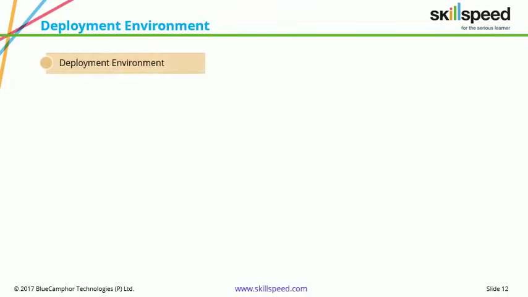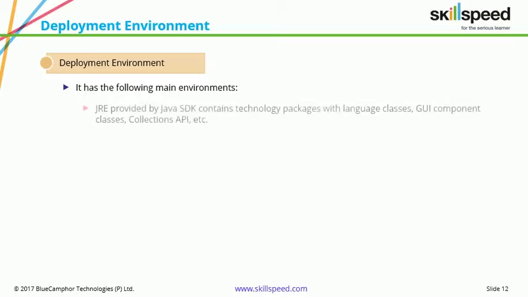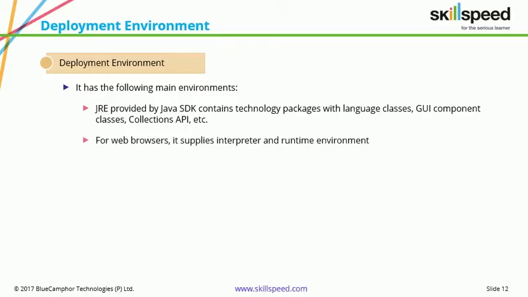Coming to the deployment environment, Java has the following main environments: JRE by Java 2 SDK containing technology packages like language classes, GUI component classes, collections API, etc. And web browsers, which supply the interpreter and runtime environment, are also part of the deployment environment of Java.